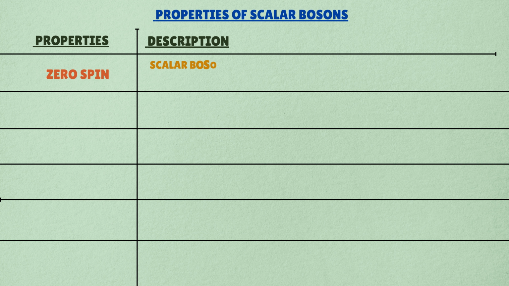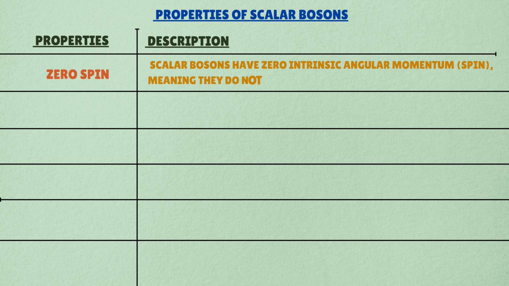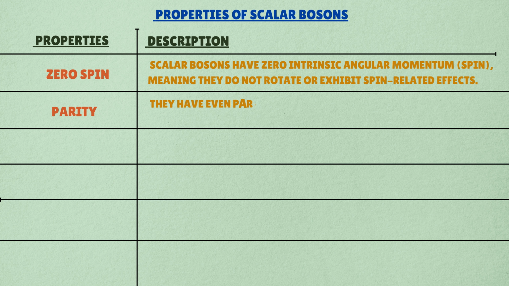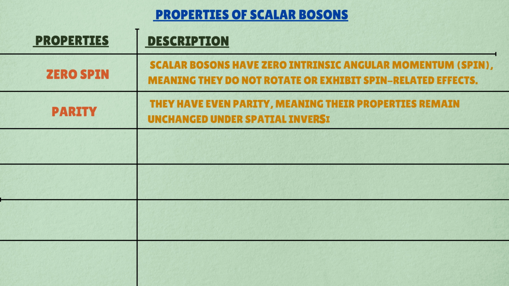Properties of scalar bosons include zero spin. Scalar bosons have zero intrinsic angular momentum. This property means they do not rotate or possess any spin-related effects. Parity. Scalar bosons have even parity, meaning their properties remain unchanged when the spatial coordinates are inverted, when the system is reflected in a mirror.